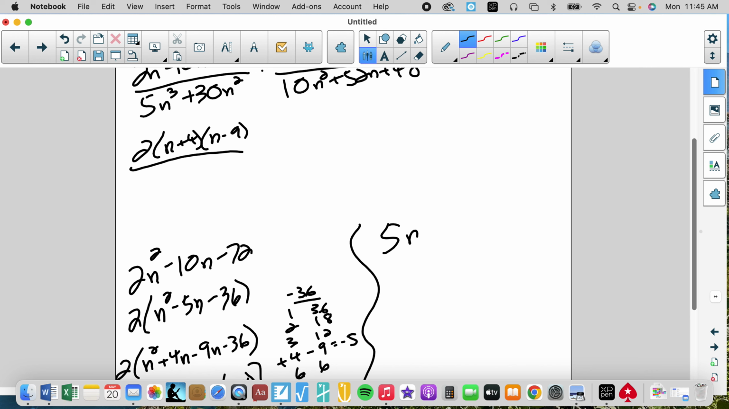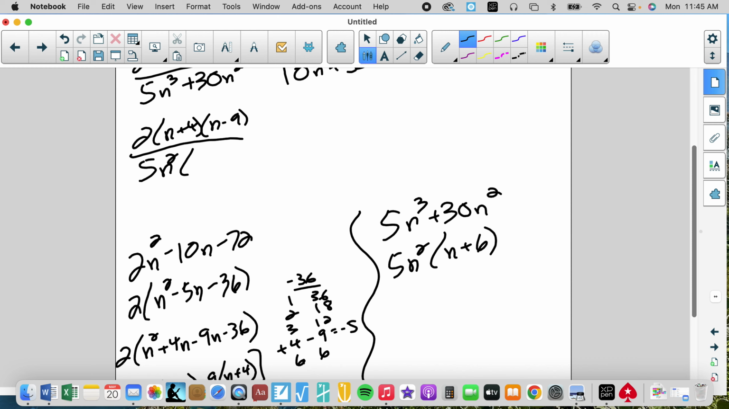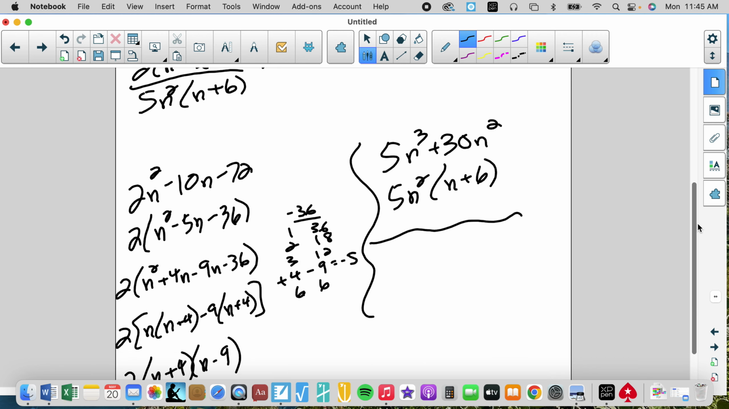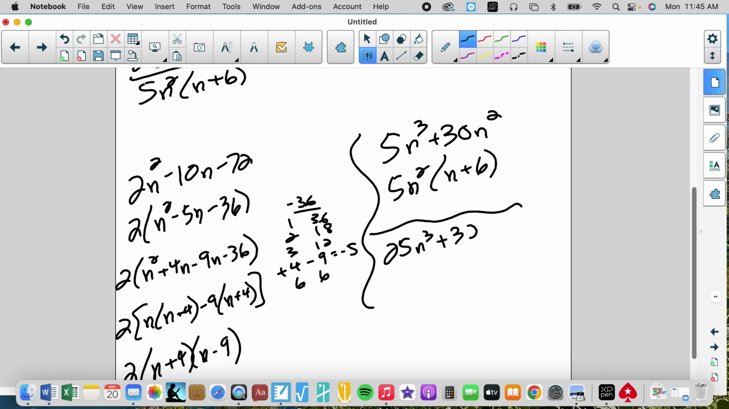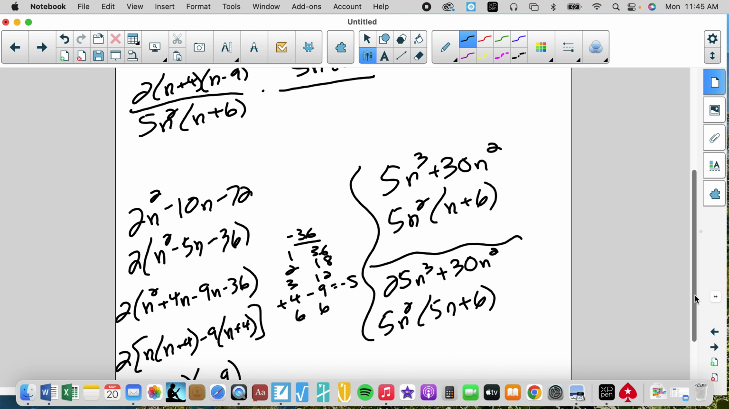5n cubed plus 30n squared. Factor out a 5n squared. We get n plus 6. That's nice and easy. 5n squared, n plus 6. Let's factor the top right. Top right is 25n cubed plus 30n squared. Let's factor out a 5n squared. We get 5n plus 6.